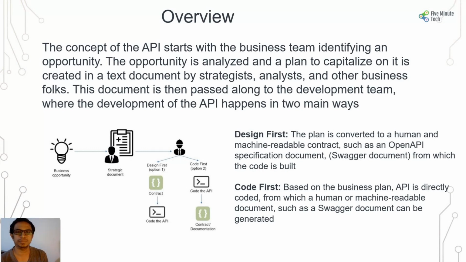This document is then passed along to the development team where the development of the API happens in two main ways. The first one is your design first approach, in which the plan is converted to a human or machine readable contract such as an open API specification document. A Swagger document is an example from which the code can be built. The second approach is more prevalent, wherein we code first and based on the business plan, API is directly coded from which a human and machine readable document such as a Swagger document can be generated.